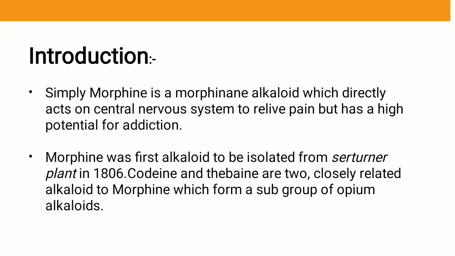Number 1. Introduction. Simply, morphine is an alkaloid which directly acts on the central nervous system to relieve pain but has a high potential for addiction. Morphine was the first alkaloid to be isolated from a certain plant in 1806. Codeine and thebaine are two closely related alkaloids to morphine which form a subgroup of opium alkaloids.